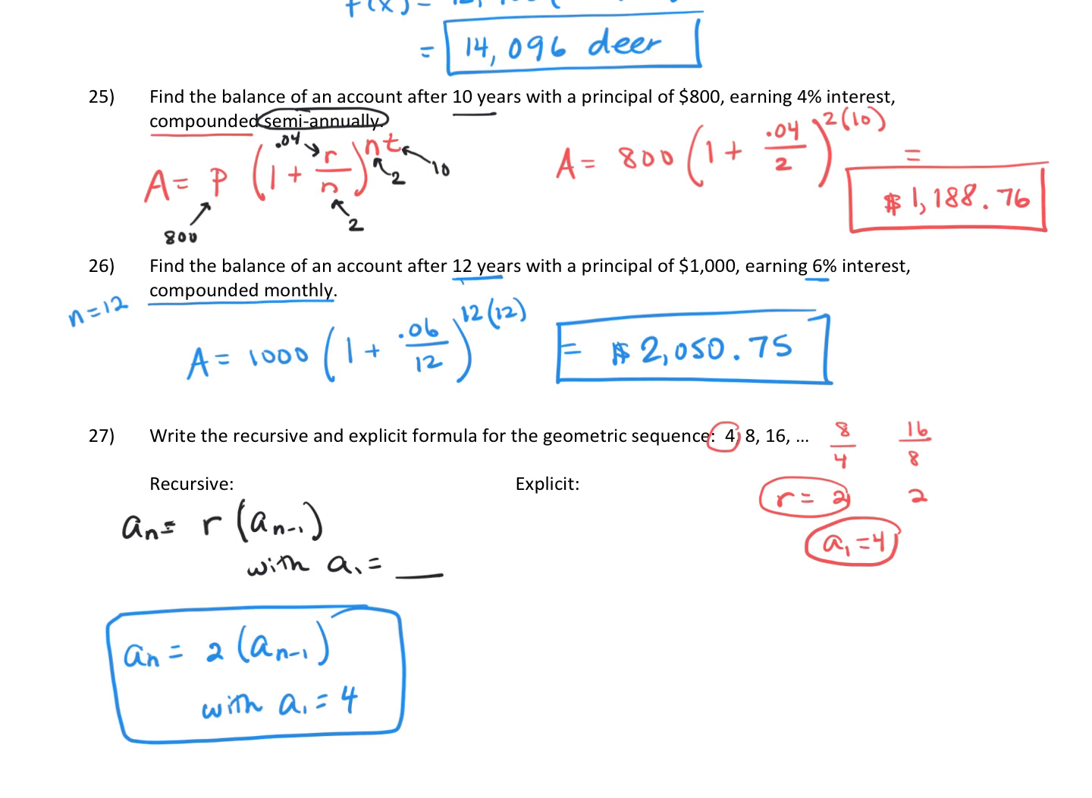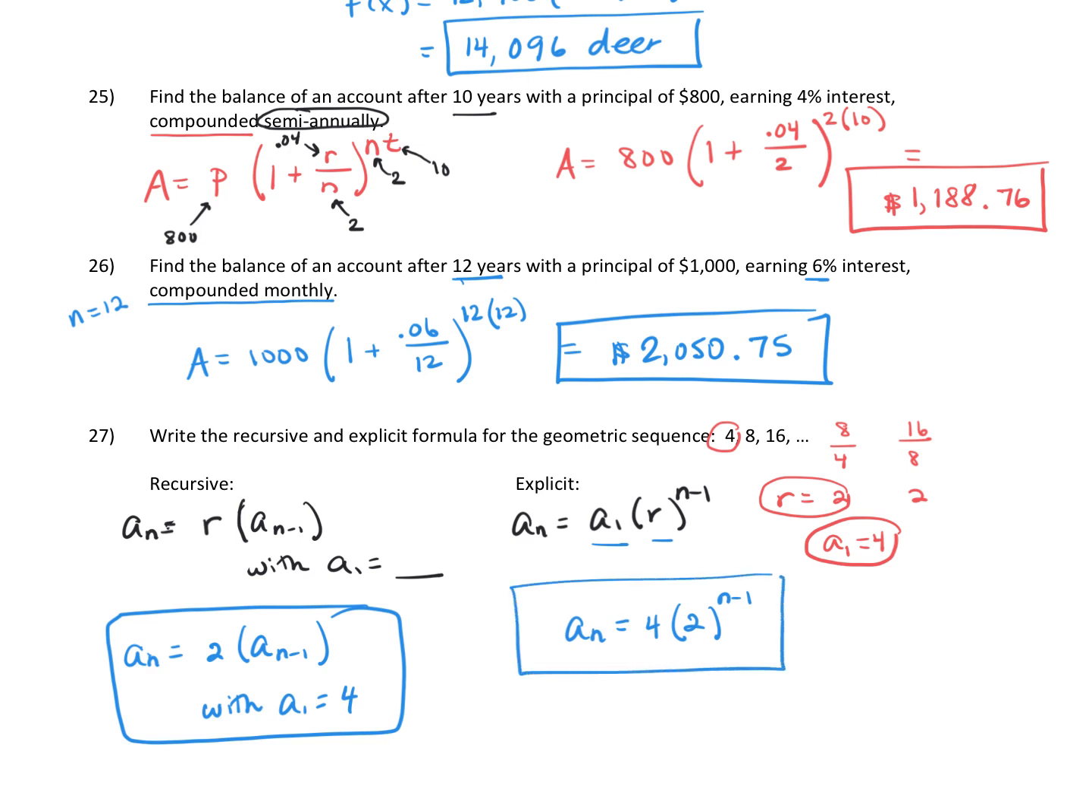An explicit formula is a little bit different. Our formula for explicit is a sub n equals a1 times our common ratio raised to the n minus 1 power. So if you know your first term and your common ratio, we can just write this out. We have both of those pieces of information. So our explicit formula, an equals a1, which is 4, times our common ratio 2 raised to the n minus 1 power. That's our explicit formula.